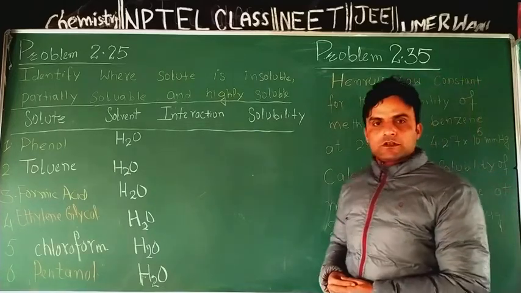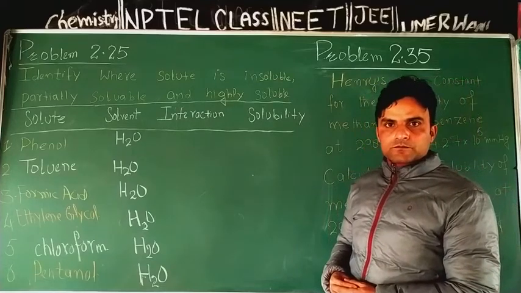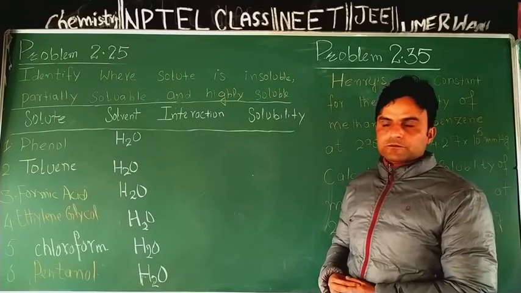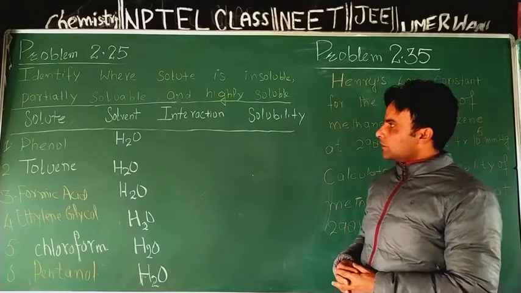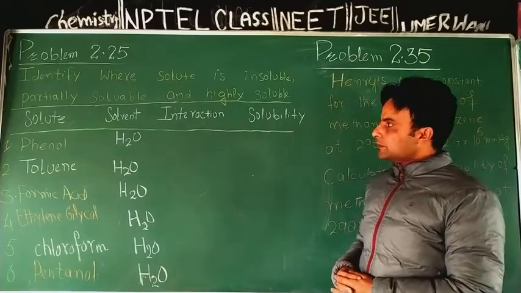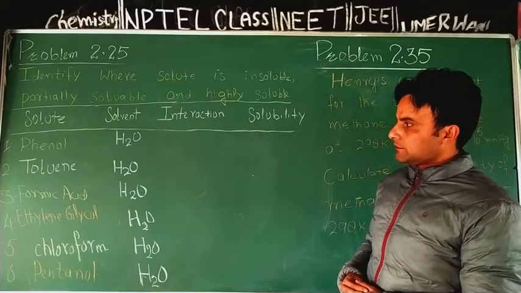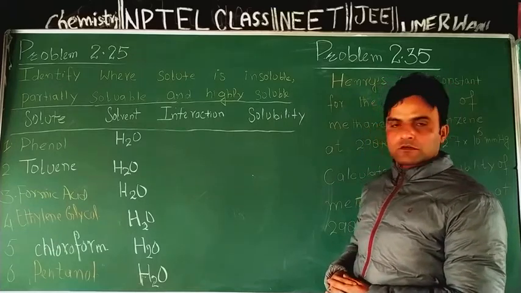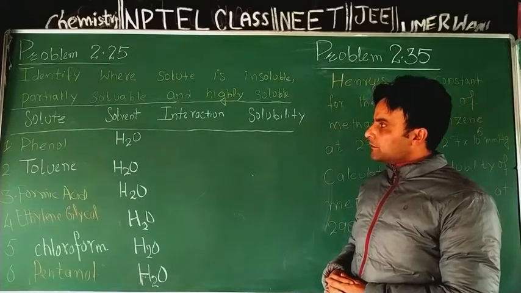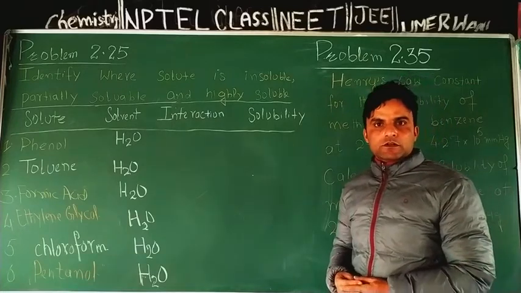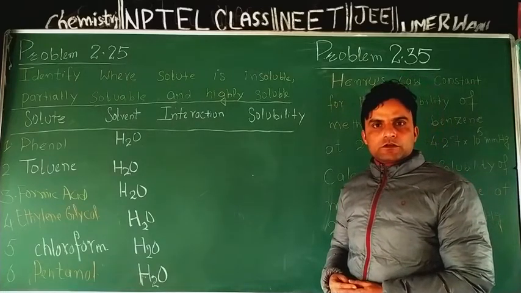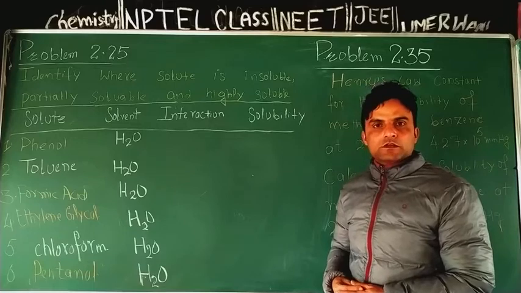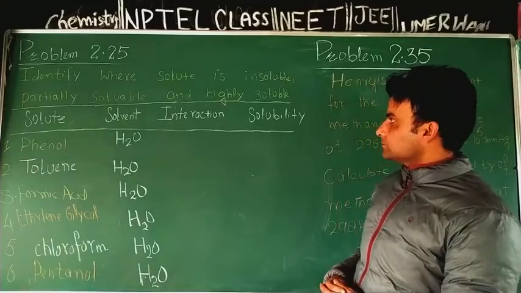This thing is interesting. Nature of solute is different but nature of solvent is same, that too water, which is polar in nature. Now we have to answer which among these six solutes is insoluble in water, which is partially soluble in water, and which is highly soluble in water. We need to identify solutes that are insoluble, that are partially soluble, that are highly soluble in water.